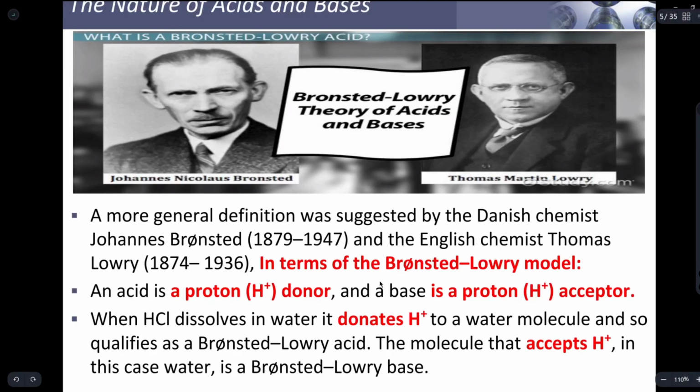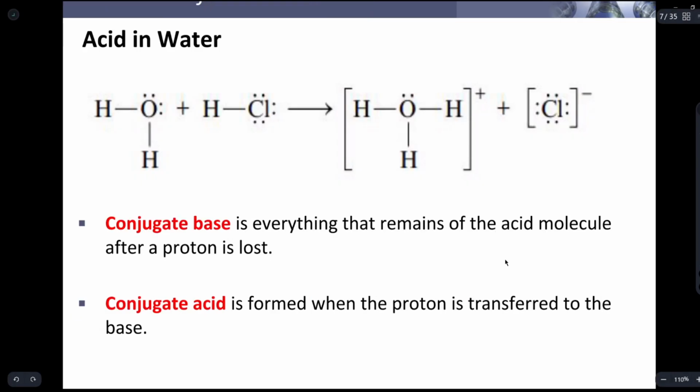acids are H+ donors, while bases are H+ acceptors. This definition is most commonly used today because it is not limited to being dissolved in water. Using this definition, we also get conjugate bases, which is what is left of an acid after it loses its H+ ion, and conjugate acid, which is what is left of a base after it gains an H+ ion.